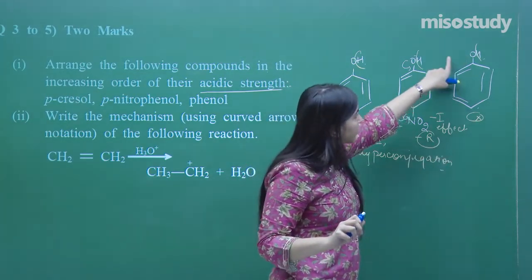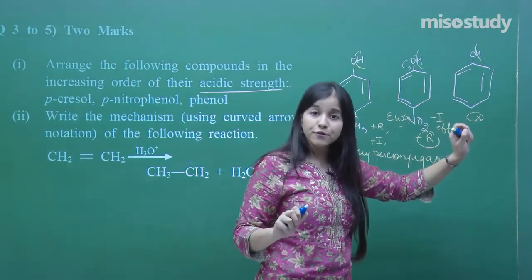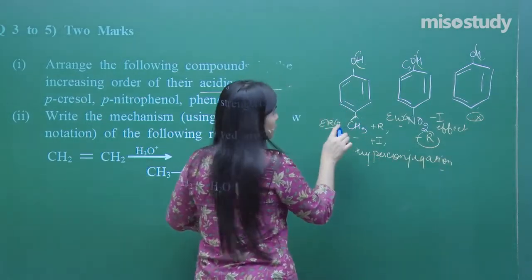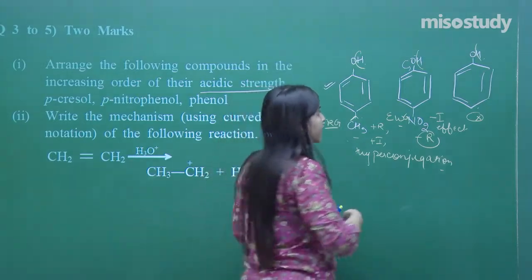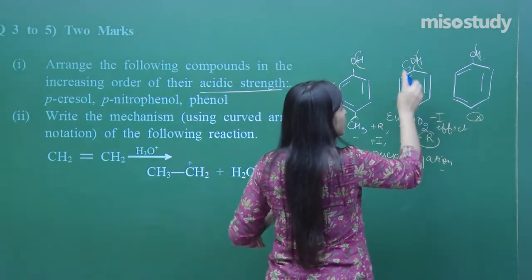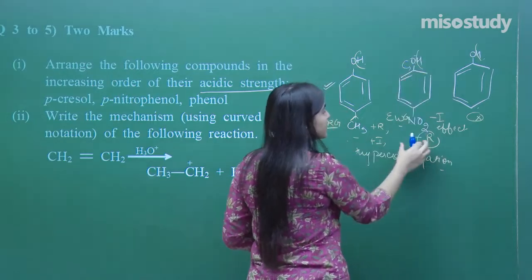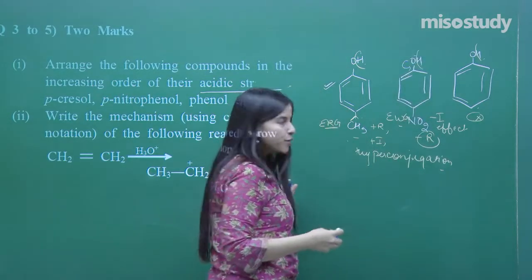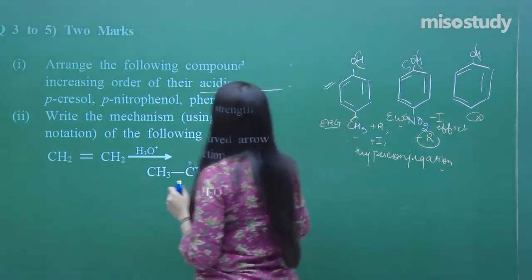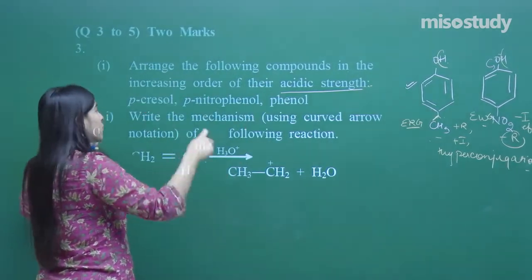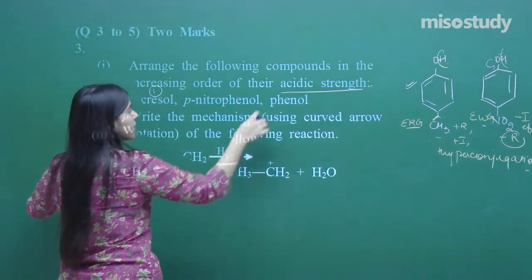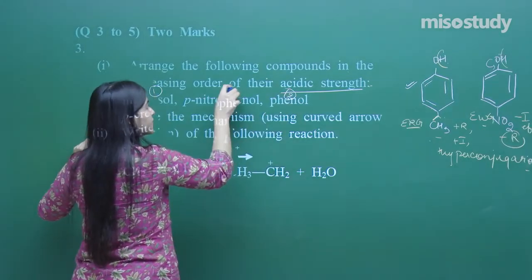Because again it will try to form the phenoxide ion here. So most difficult will be in this case to form the phenoxide. Second this, and super easy will be in this case where there is an electron withdrawing group, and thereby I get my order, the following order in increasing order. That means starting from the very least, first, second, third. Clear?